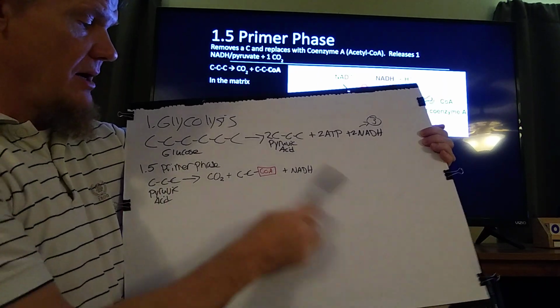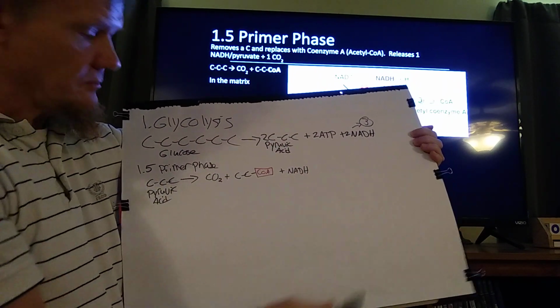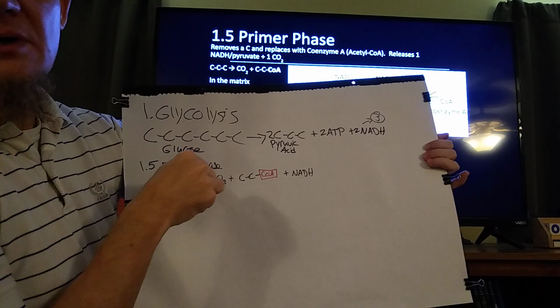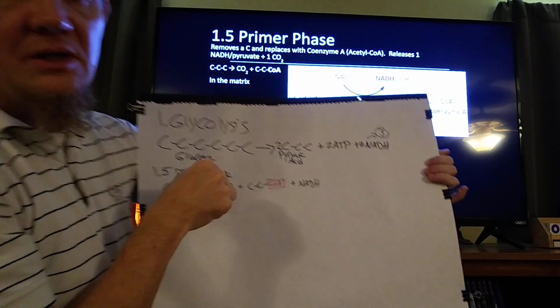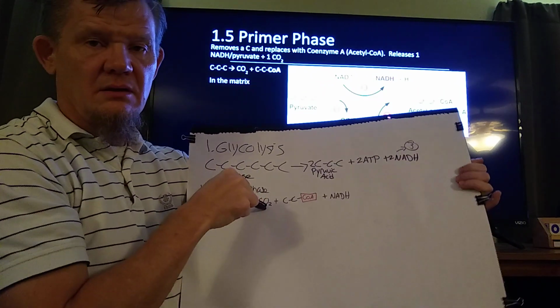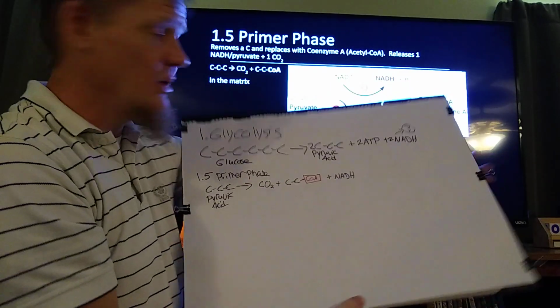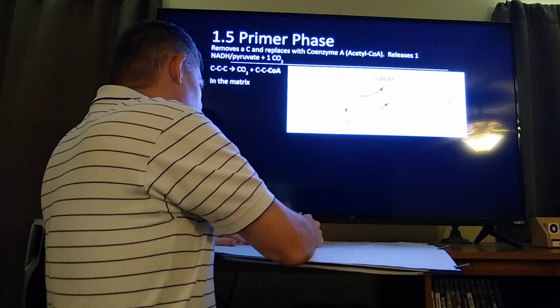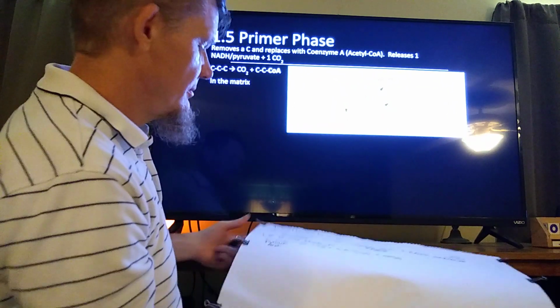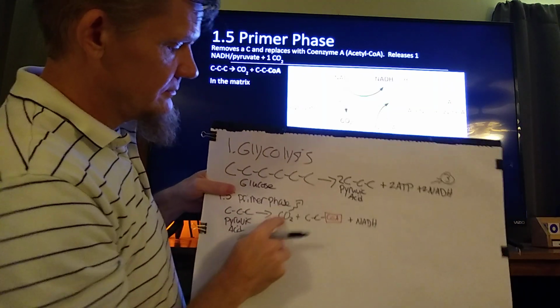Now, just like we talked about what happened to my products of the last reaction, now let's talk about what happens to the products of this reaction. What do we do with the carbon dioxide? You know what you do with carbon dioxide? You breathe it out. So where does this carbon dioxide go? It goes away. You literally breathe it out.